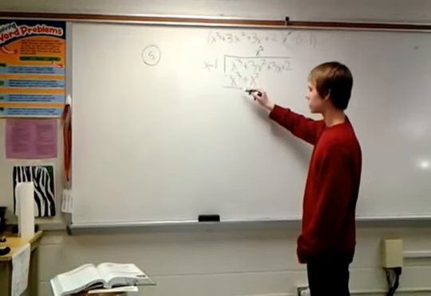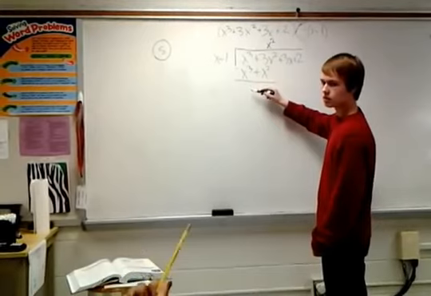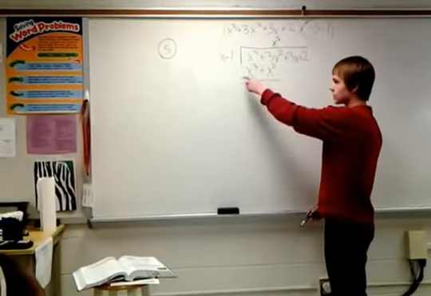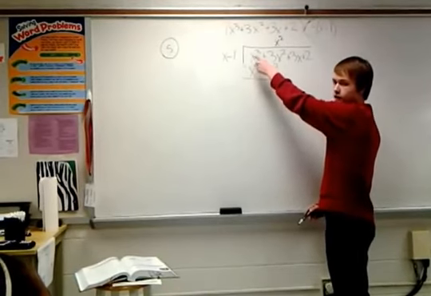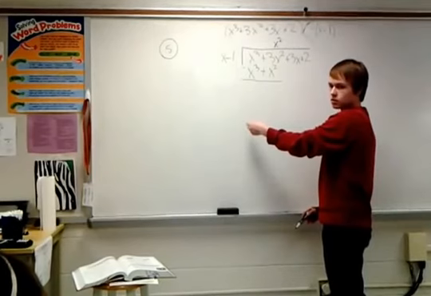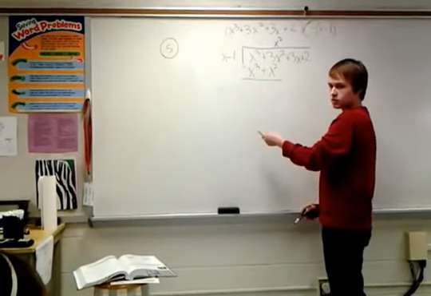combines with negative x to the third to get 0. It just cancels out. Like if I had a 1 and a -1, that would equal 0. So x to the third and negative x to the third equals 0.